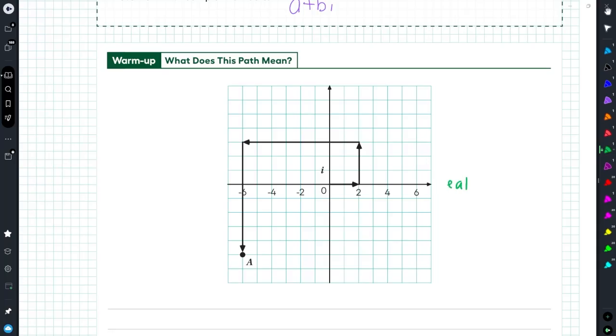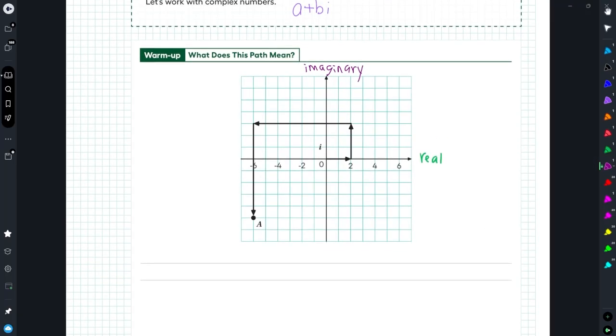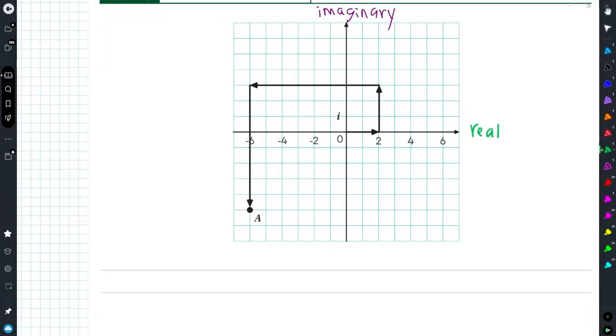and your imaginary axis or imaginary number line is vertical, kind of like the y-axis. So if we look at this one, it says, what does this path mean? So if we look at this path, we're starting at 0, then we are going 2 units to the right, or in the real direction.